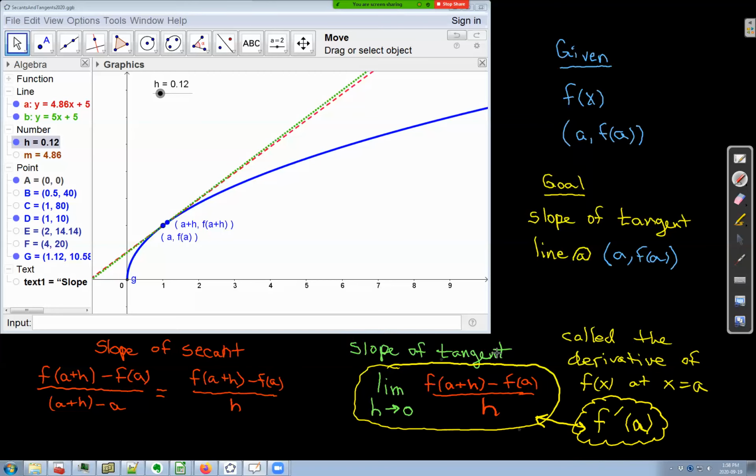So this derivative is the fundamental idea of all of differential calculus. As you proceed in calculus, you're going to be using this a lot. So this is like our main idea for the entire course.